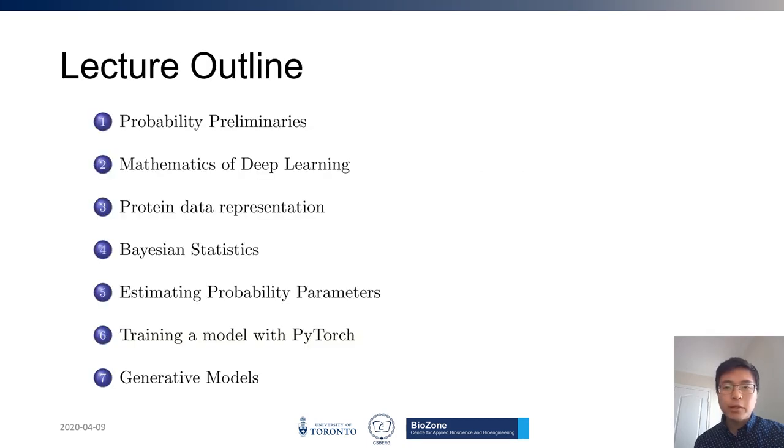We begin with a look at probability. It's pretty much fundamental to machine learning. Then from that, we look at some of the basic maths behind machine learning, and then how to represent proteins in these ML frameworks. Then finally, looking at ML in a more abstract sense, using Bayesian statistics and some ways to estimate parameters in probability distributions. Then there's an example of training a model with PyTorch, which is a machine learning framework. And finally, a conclusion with generative models.